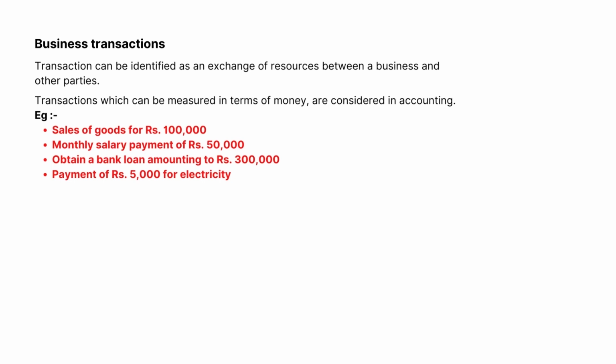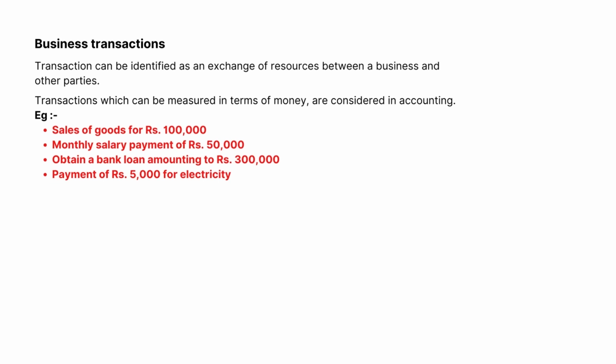Example: sales of goods for rupees 100,000. Monthly salary payment of rupees 50,000. Obtain a bank loan amounting to rupees 300,000. Payment of rupees 5,000 for electricity.